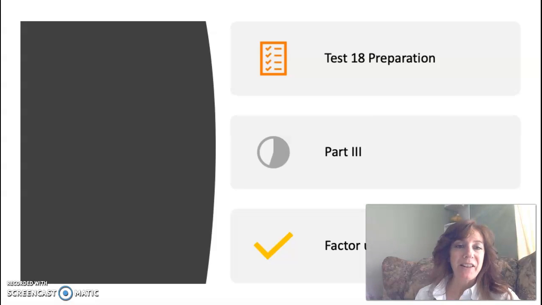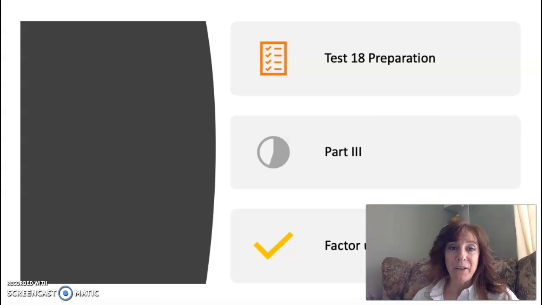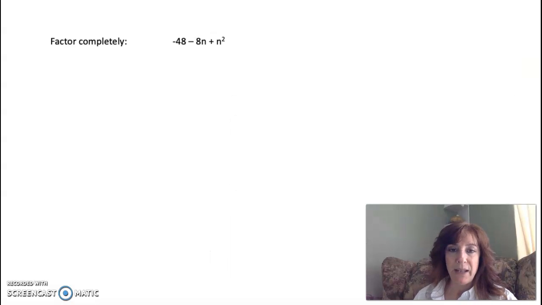We're going to talk about factoring. We learned 2 ways to factor. We learned to use greatest common factors to pull out what they all have in common, and then we learned to take trinomials and factor them into binomials. So let's look at the first example and remember how to do these.